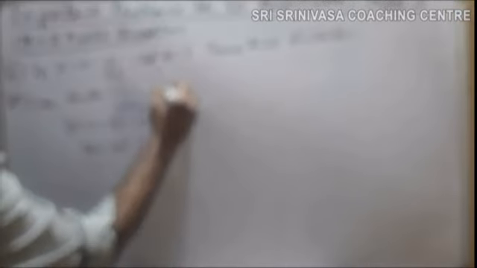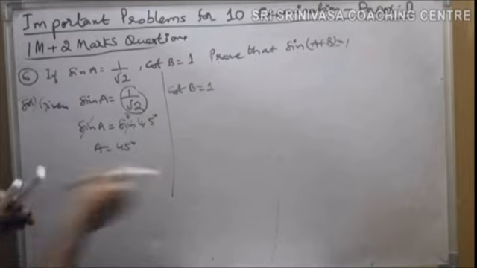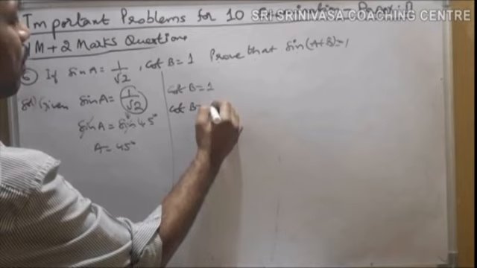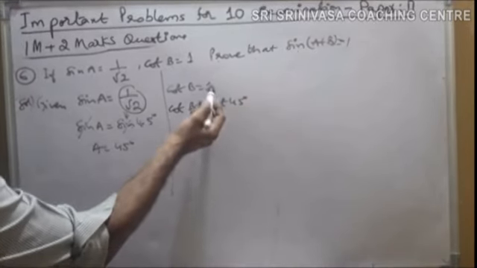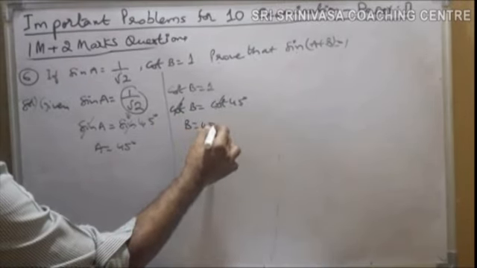Let us go for the next equation. The cot b equal to 1. This can be written as cot b equal to cot 45. So cot 45 is 1, so 1 can be written as cot 45. So this will get cancelled. b equal to 45 degrees.